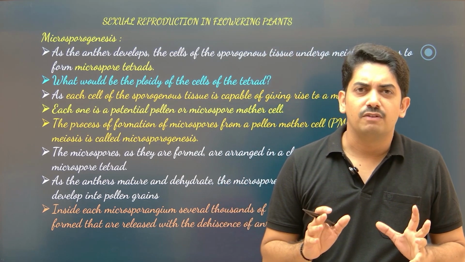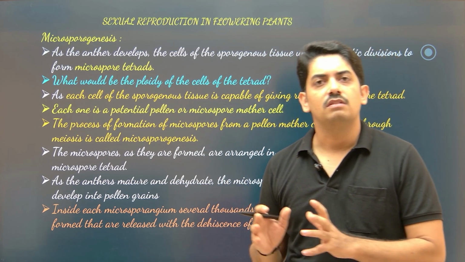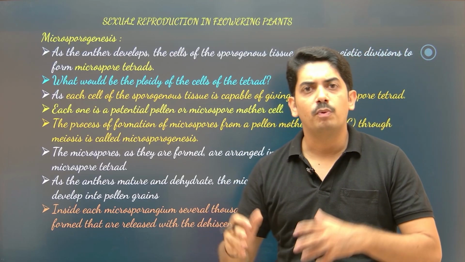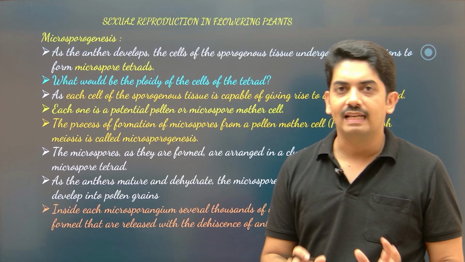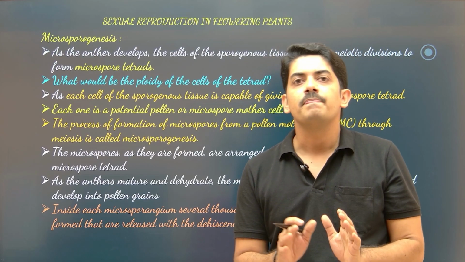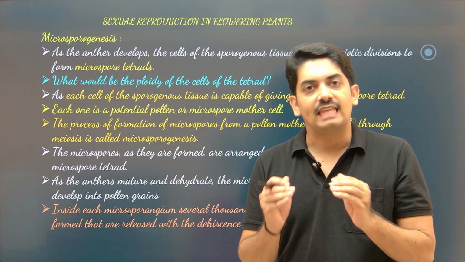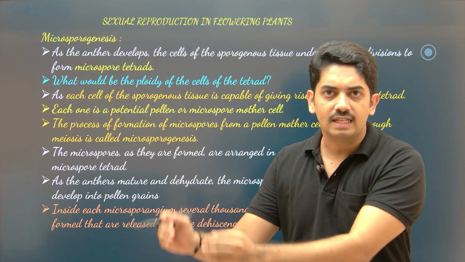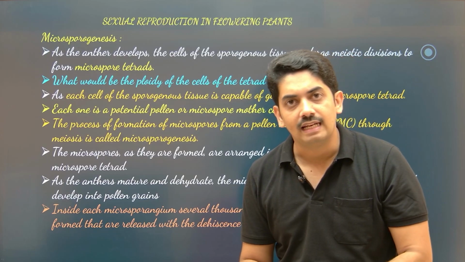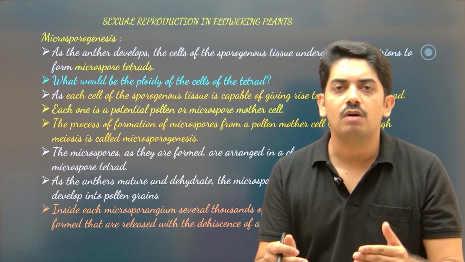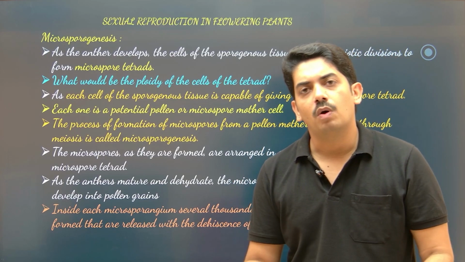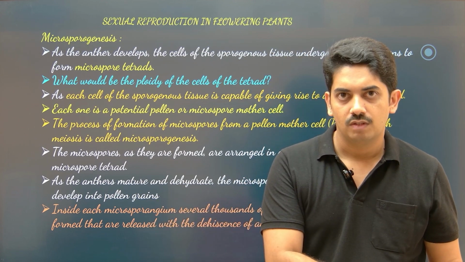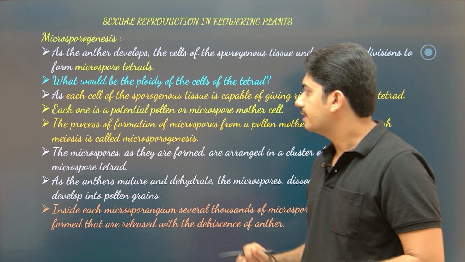That means don't get confused with this sentence. How is this sporogenous tissue capable of giving rise to a pollen grain and microspore mother cell? Not like that. The meaning of the sentence is something like this: sporogenous tissue is capable of giving rise to a pollen mother cell. Each one is capable of giving rise to a pollen mother cell. Similarly, each pollen mother cell is capable of giving rise to a pollen grain. That means what? Each sporogenous tissue is capable of giving rise to a pollen grain as well. Okay, that is the meaning of this statement.